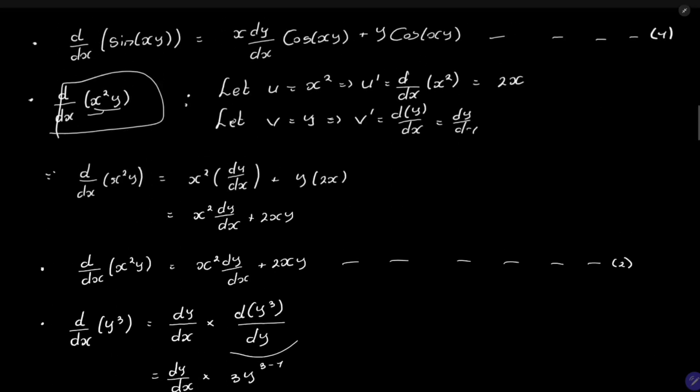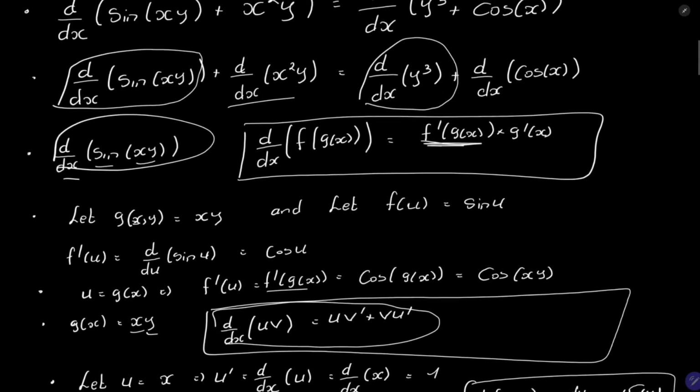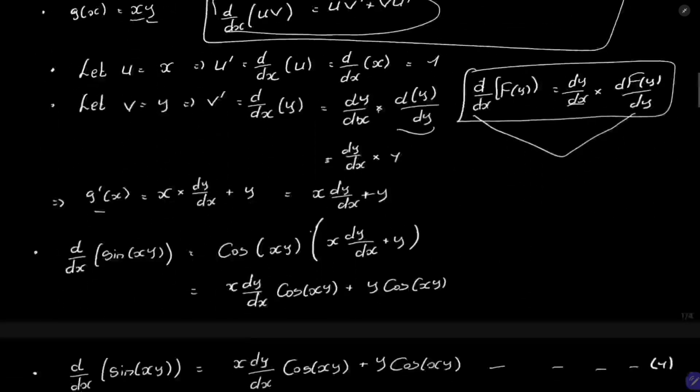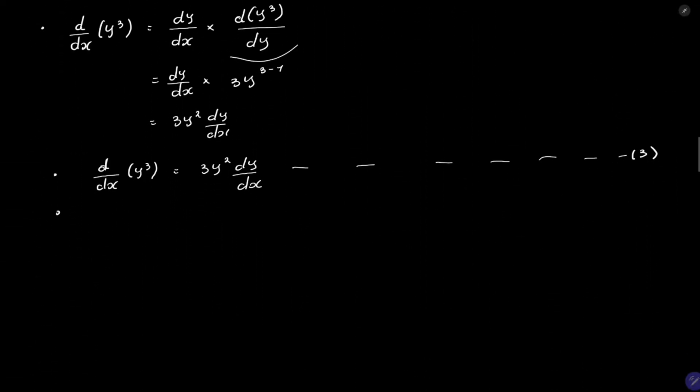Let's move on to the fourth term of our equation. This fourth term tells us to differentiate the function cos x. Recalling the derivative of trigonometric functions, the derivative with respect to x of the function cos x gives us negative sine x. We call this our equation 4.